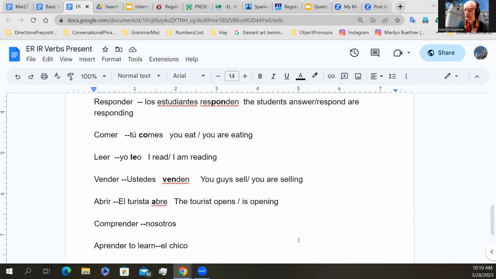Comprender. We're going to use it with nosotros. We take off the ER from comprender first, and we get comprendemos. Muy bien, comprendemos. And here is the syllable we stress a little bit harder. Comprendemos, okay? And it means we understand. We get it.